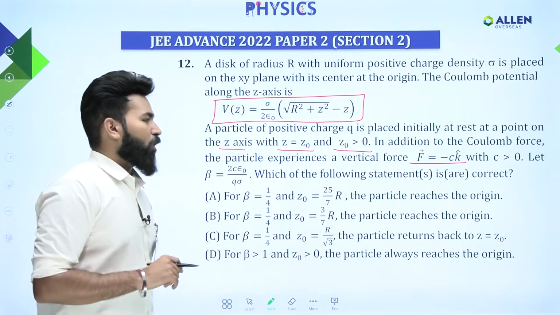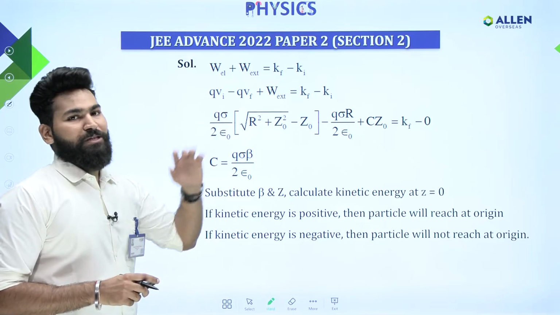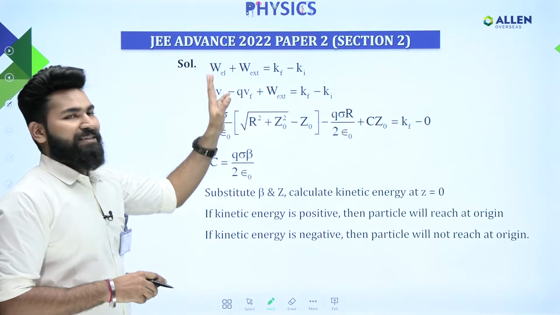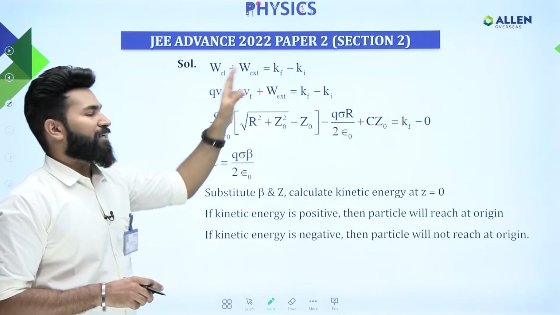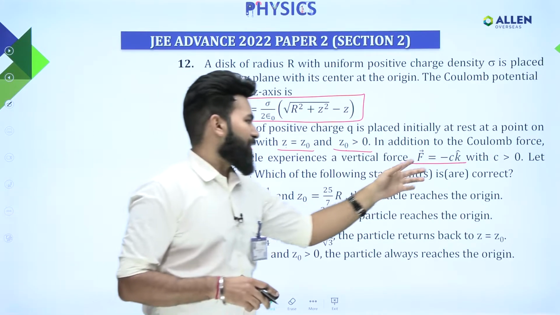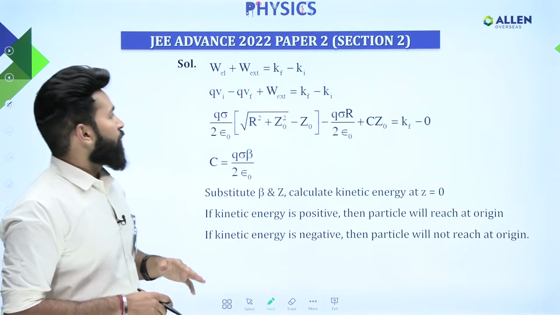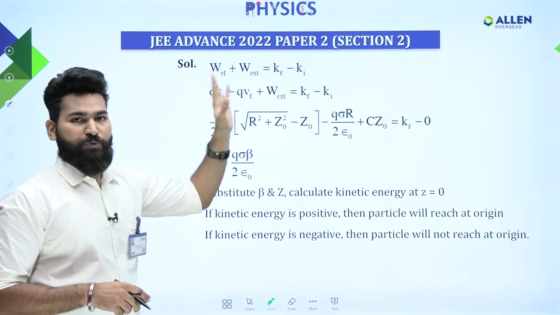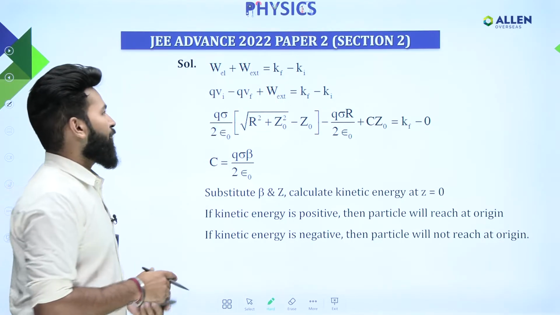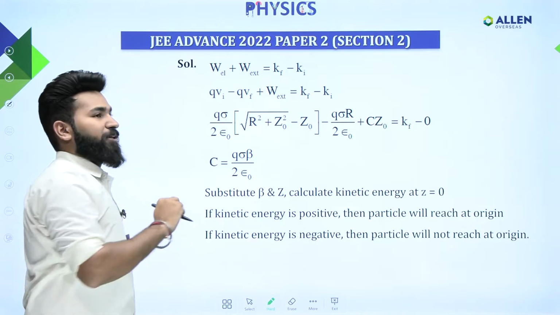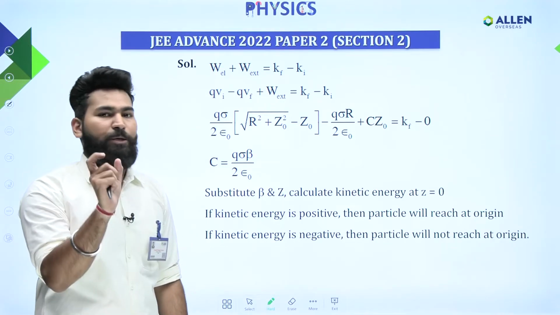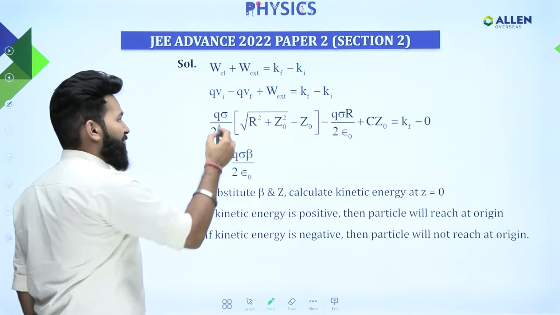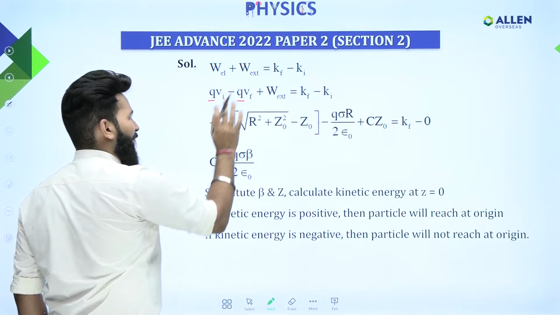Okay, so basically what we will do over here, we will use the work energy theorem. So work done by the electric force plus the work done by the external agent, we are considering this force. Okay, so work done by electric force plus work done by the external force will be equal to the change in kinetic energy. And work done by electric force will be nothing but charge into the potential difference. So the charge is q and the potential difference is Vi minus Vf.